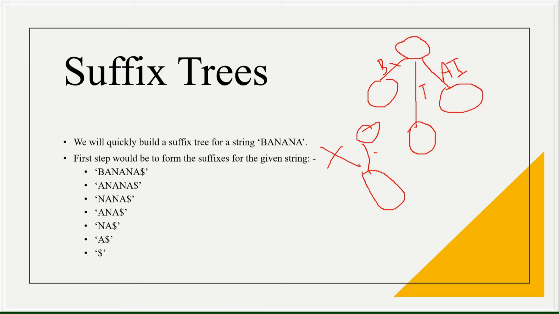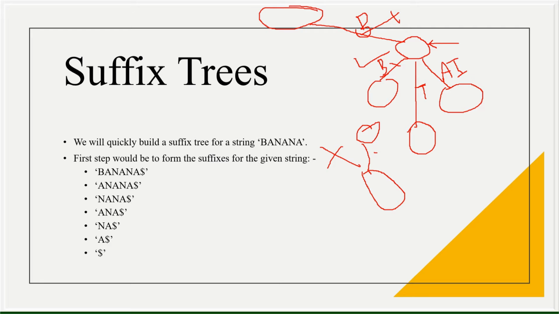No same character string will be allowed to start at the parent node. So if we consider again this tree as the example, as you can see, B, T, A, I all are different from each other. Therefore, this parent node cannot have another child node with the edge value B. This is not allowed. This should never happen.